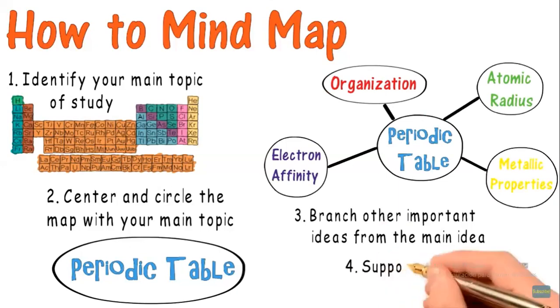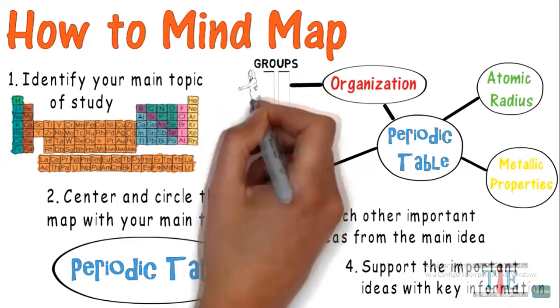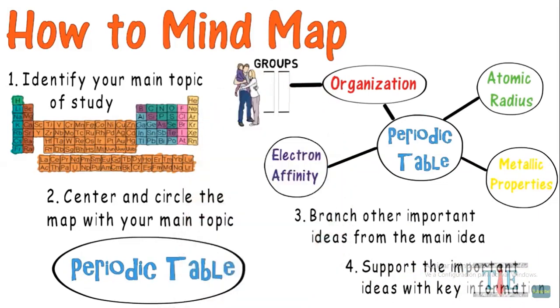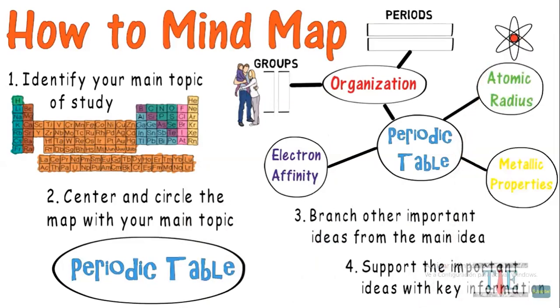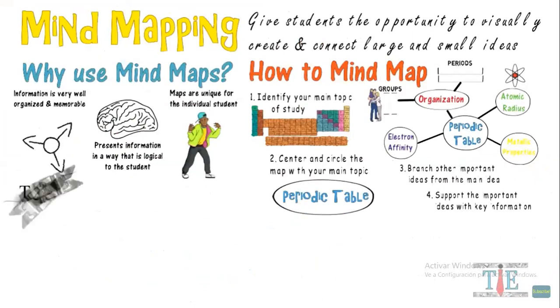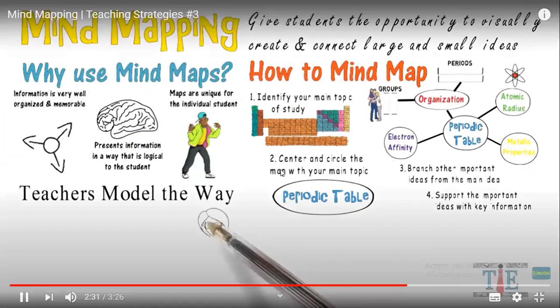Lastly, you want to support the important ideas with the most important information. So for example, the organization of the table can be broken down into groups or families, which are actually columns going up and down, and you can even add a drawing of a family to help you remember. The table is also broken down into periods, which are horizontal rows, so draw them as visuals. Spice up your map by adding even more drawings whenever possible. Now, if you want your students to mind map, you must first model for them how to mind map. Take a few minutes during class time.